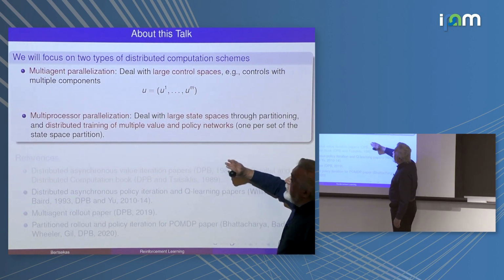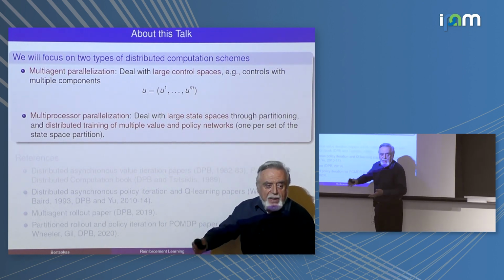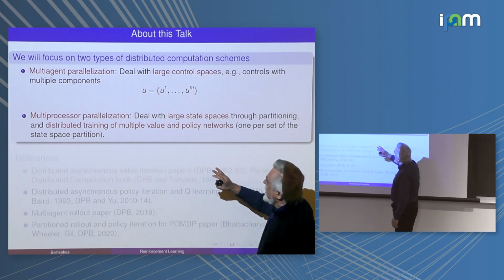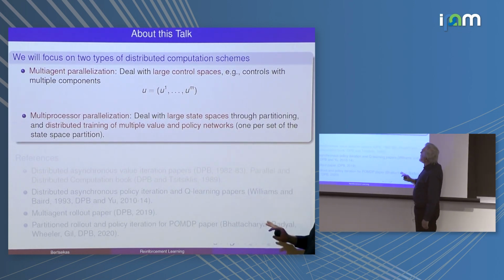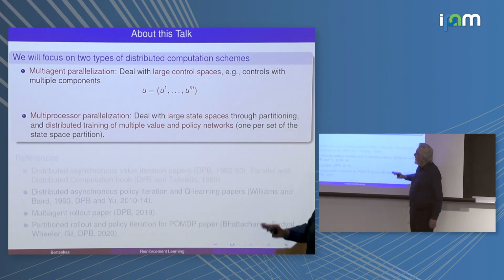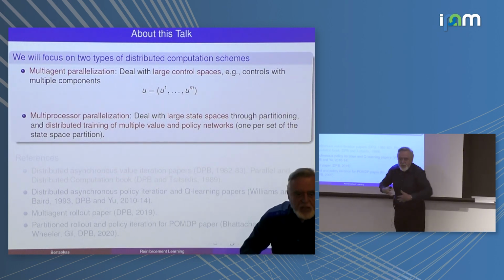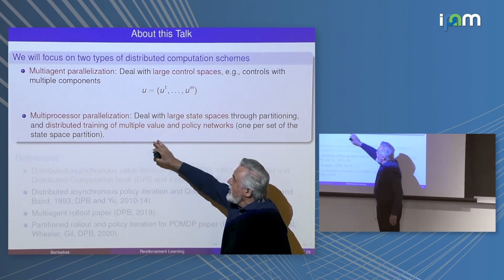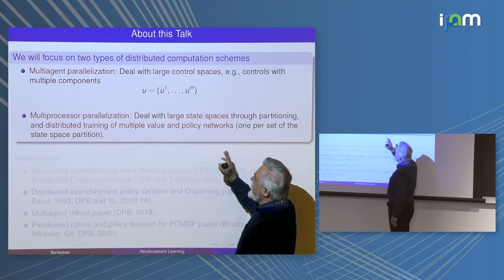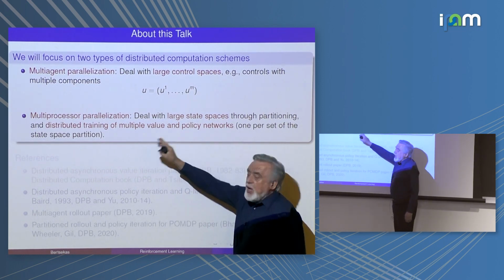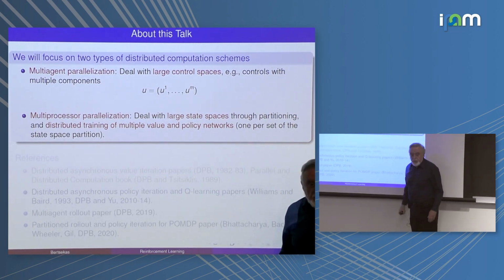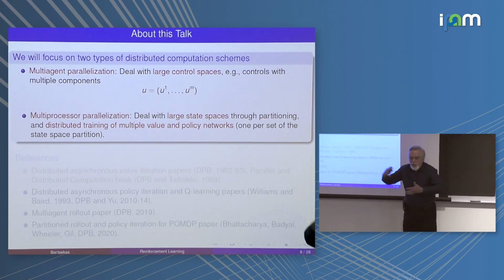The second type of parallelization is more of a standard type of parallelization, multiprocessor parallelization, and deals with large state spaces through partitioning. You cut down the space into pieces, and you train multiple value and policy networks, one per partition. Of course, these networks have to exchange values. They have to communicate with each other.